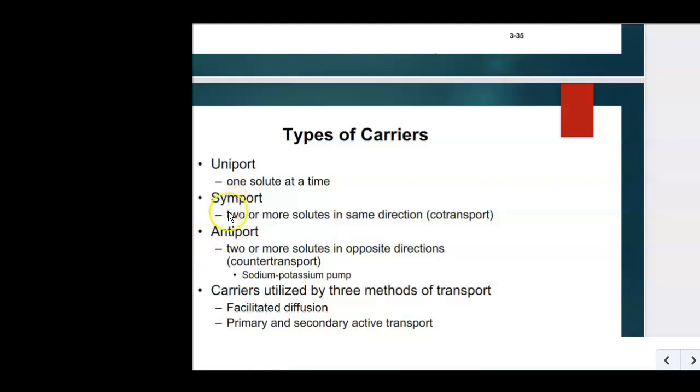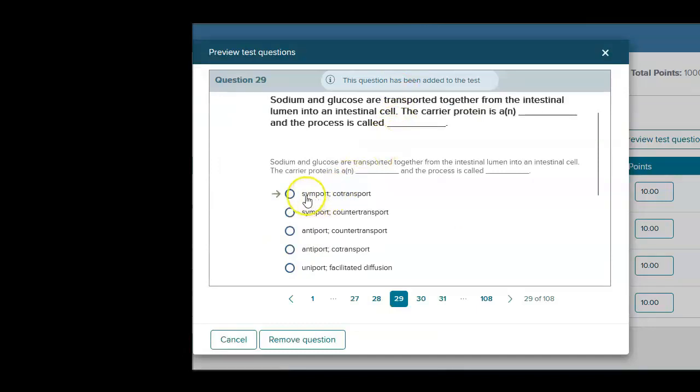So it's going to be therefore symport or antiport. But antiport is in opposite directions. So in this case, the answer should be symport, right? That's going to be the transporter. And the process by which 2 or more molecules are transported in the same direction, that's going to be co-transport. So going back to the question, that's what we got right here, symport and co-transport.